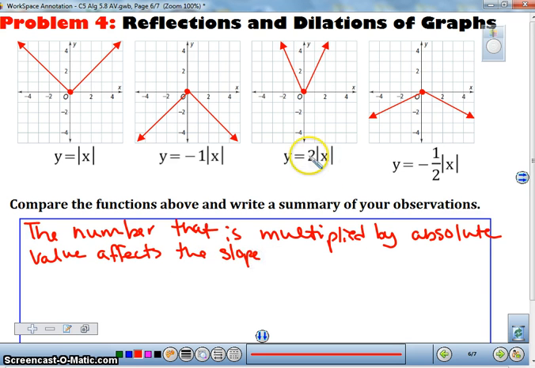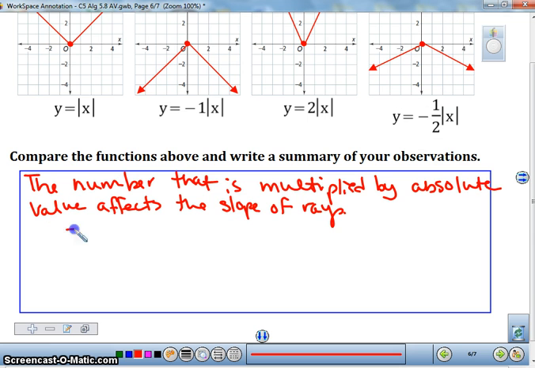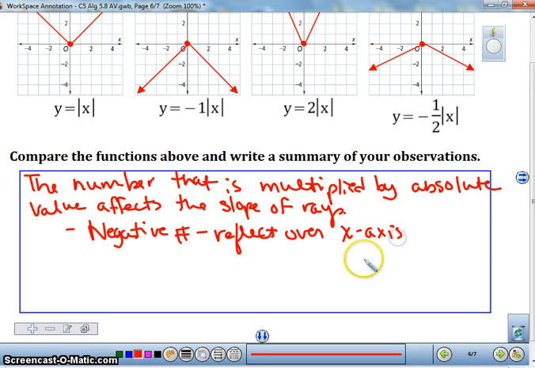That's the steepness of it. That's like these dilations and the last two. The steepness of the rays. And how does it do that? Well, one of the ways that we want to think about that is, first, if it's negative, anytime you have any negative number, it's going to reflect it over the x-axis. So that we're really talking about our parent function went up. If we multiply by a negative, it's going to be going down, same shape.